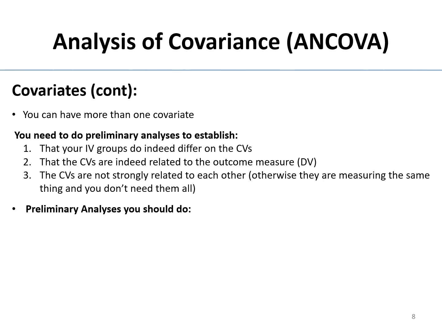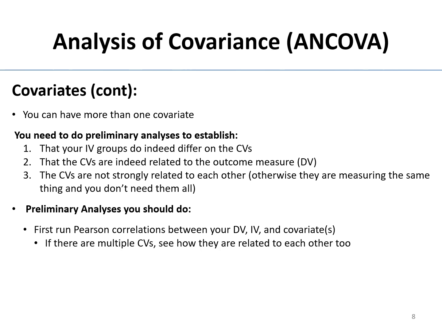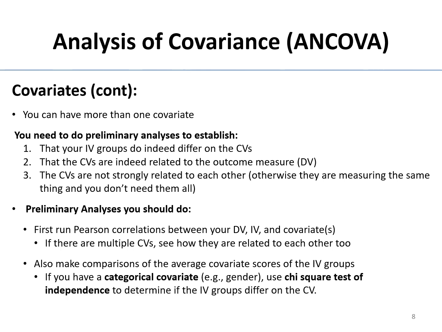So what sorts of preliminary analyses should you do to establish that a potential covariate is a confounder? Well, one thing is to run Pearson correlations between your dependent variable, independent variable, and your covariate or covariates. If there are multiple covariates, this will show you how strongly overlapping they are as well. The other thing to do is to make comparisons of average covariate scores or covariate distributions between the independent variable groups. That is accomplished in the case of a categorical covariate.